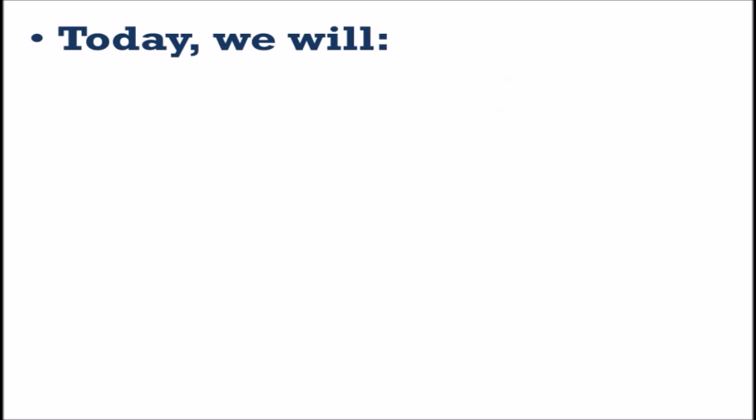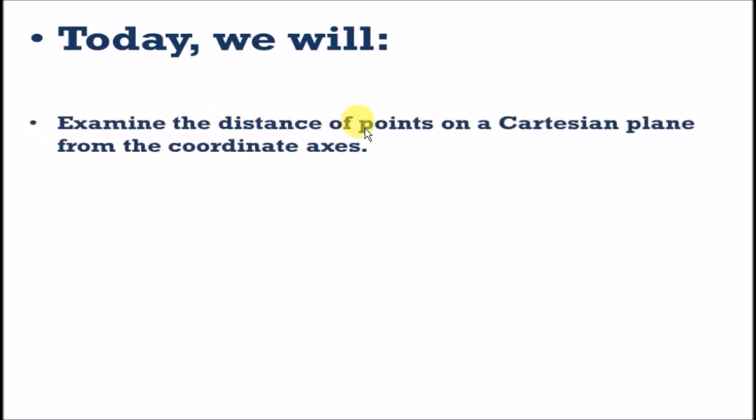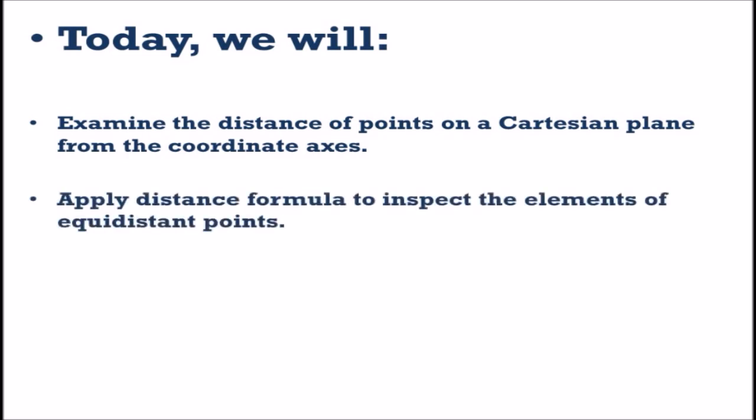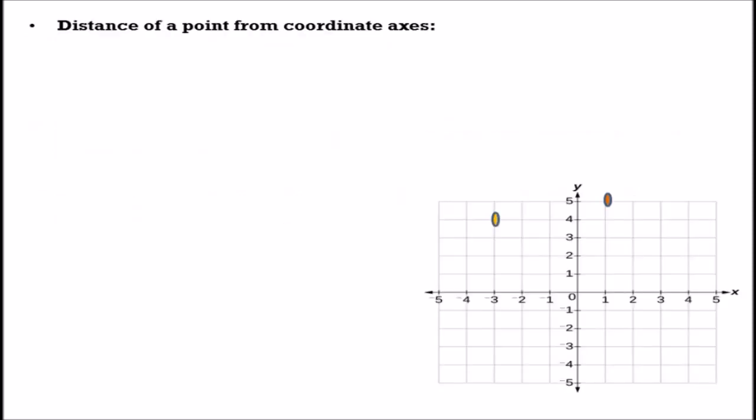The learning objectives for the day are: first, we will examine the distance of points on a Cartesian plane from the coordinate axis, that is the x-axis and the y-axis. And then we will apply distance formula to inspect the elements of equidistant points, the coordinates or the elements of equidistant points. Let us now inspect distance of a point from coordinate axis.